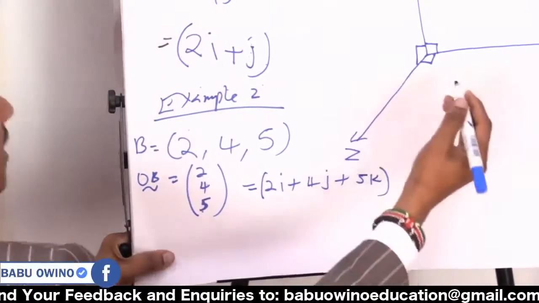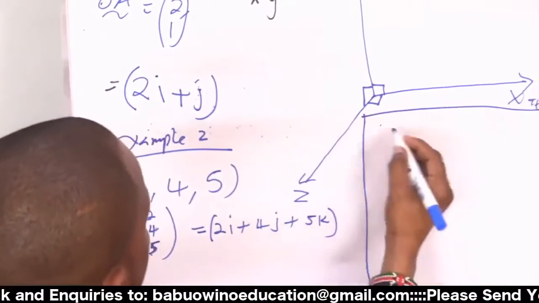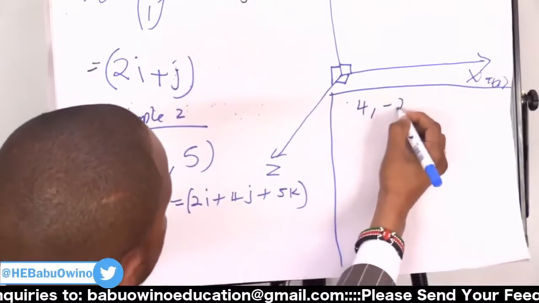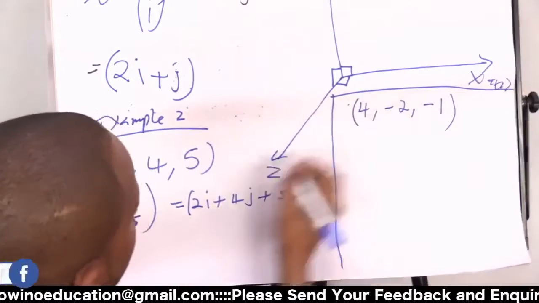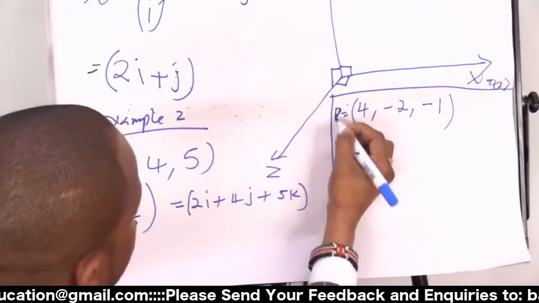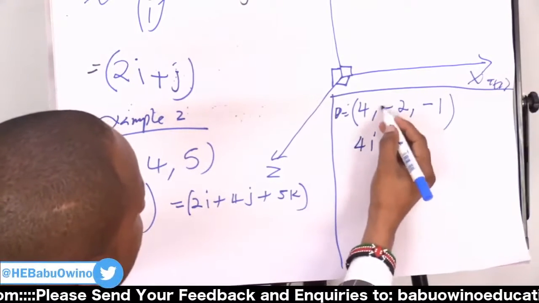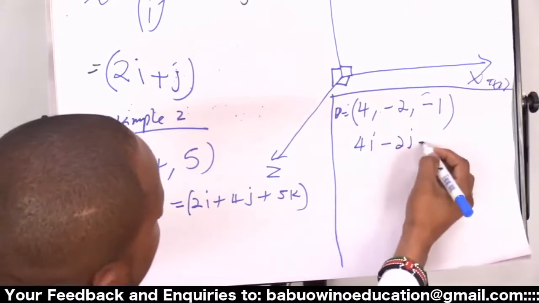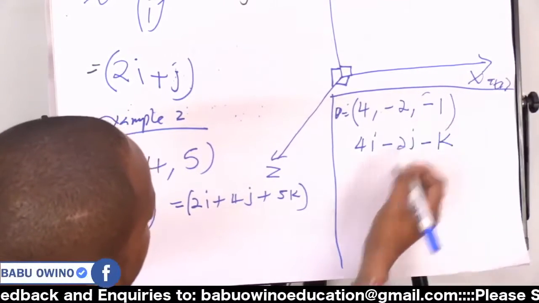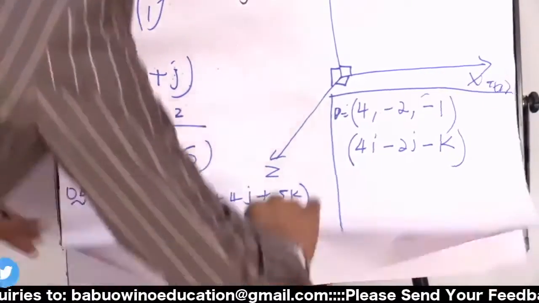What if it is an example with a negative sign? Let's say we have a point D, 4, minus 2, minus 1. In the form of ijk, you just say 4i, then take 2 with its sign, which becomes minus 2j, then take 1 with its sign, which becomes minus k. Okay? So we can have so many examples on this.